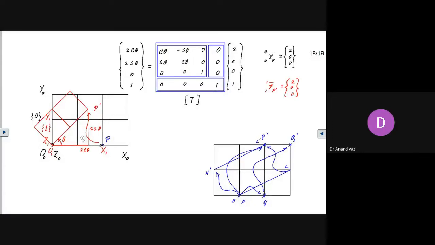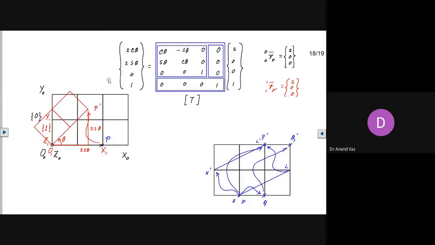What has happened? Suppose you take some other point. If you take this point here, and you rotate it by the same amount, this point will come somewhere here, right? In that case, its coordinates will be given by the same transformation matrix operating on this position vector. So you can look at this transformation again in two different ways.